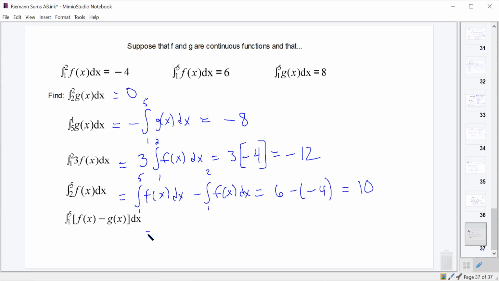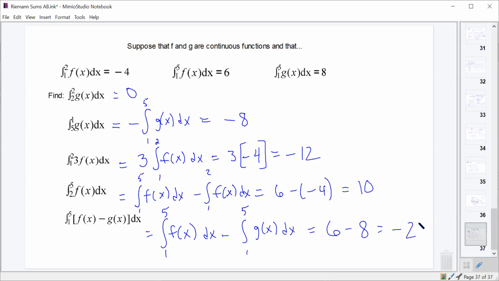And what about this one? This ought to be the integral from 1 to 5 of f of x minus the integral from 1 to 5 of g of x. And since we have both of those, what do we end up with? Should be 6 minus 8, or -2. Good? Good. That's spectacular.